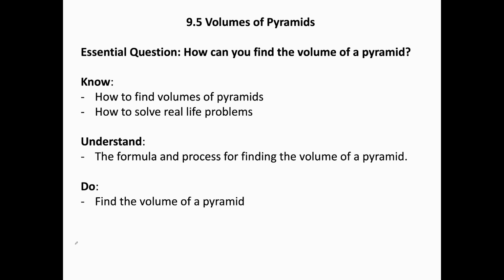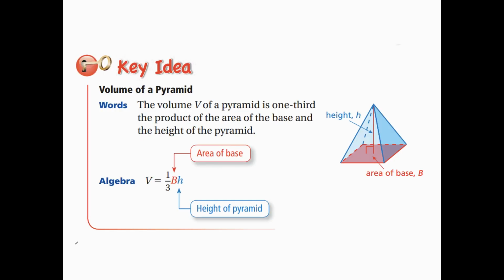So, how do we find the volume of a pyramid? There's a formula and a process for finding that volume, and that's what we're going to look at. So, here is the formula right here. The volume of a pyramid is 1/3 the product of the area of the base and the height of the pyramid. Okay, so here is the height of the pyramid, and then you have to find the area of the base, which could be a square, a rectangle, a triangle, an octagon. It could be many different shapes.